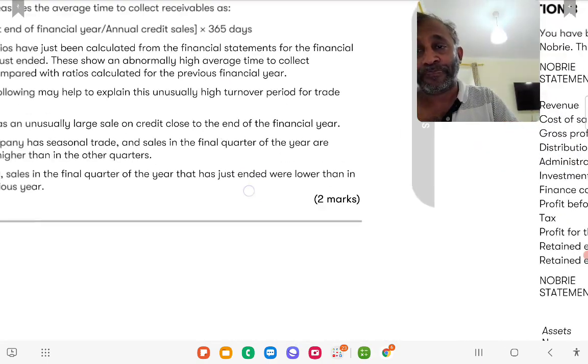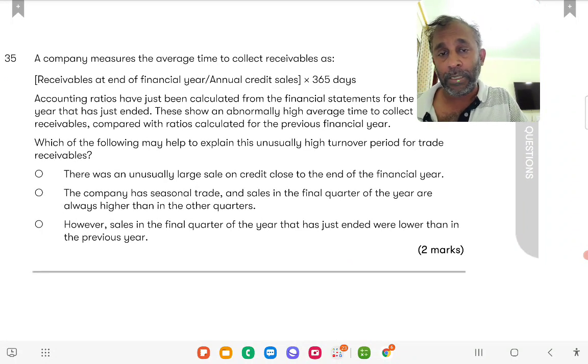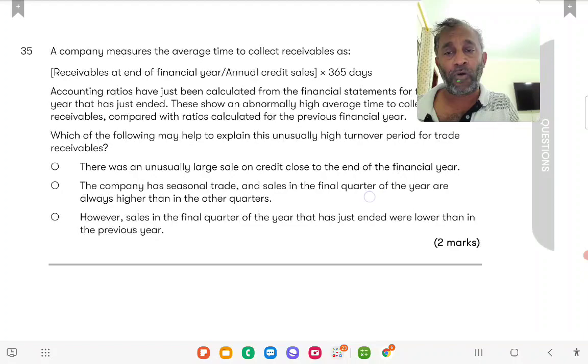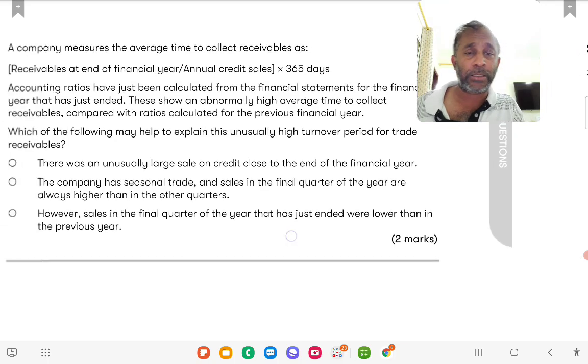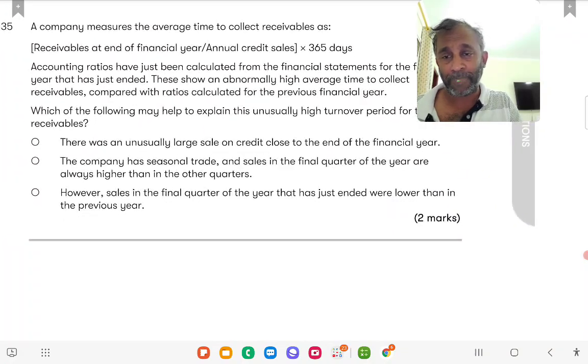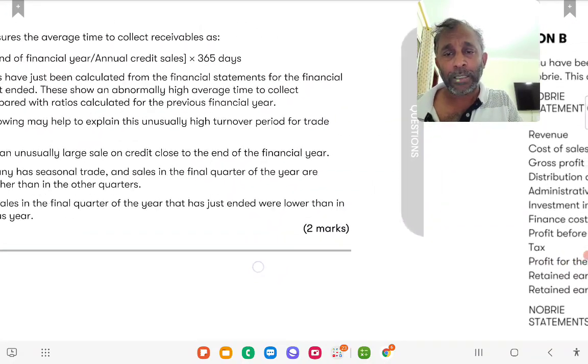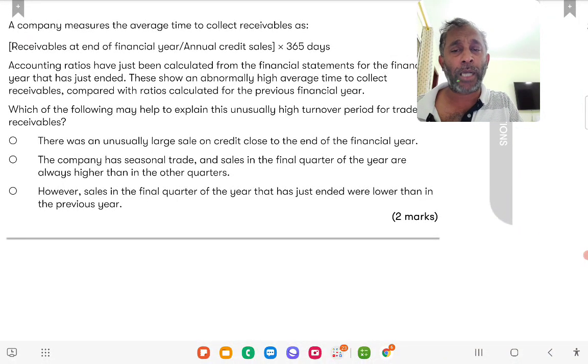And the last one, a company measures the average time to collect receivables. The equation is given: receivables at the end of financial year divided by annual credit sales into 365. According to ratios just calculated from the financial statements for the year that has just ended, these show an abnormally high average time to collect receivables compared with ratios calculated for the previous financial year. Which of the following may help to explain this unusually high turnover for a trade receivable? There was unusually large sales on credit close to the end of the financial year.